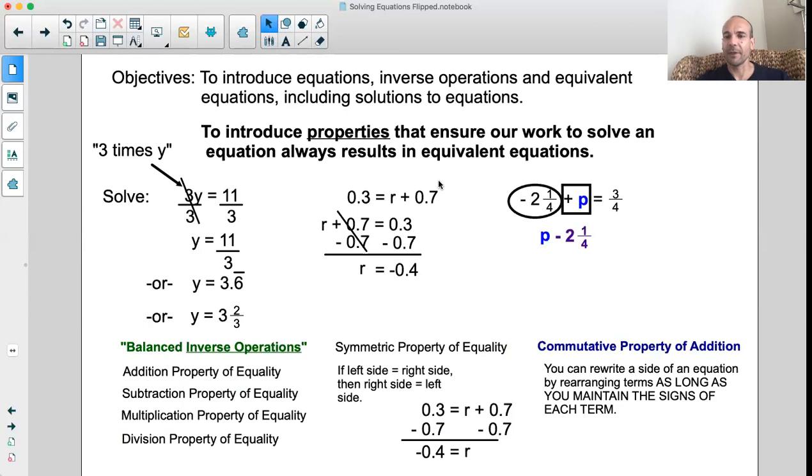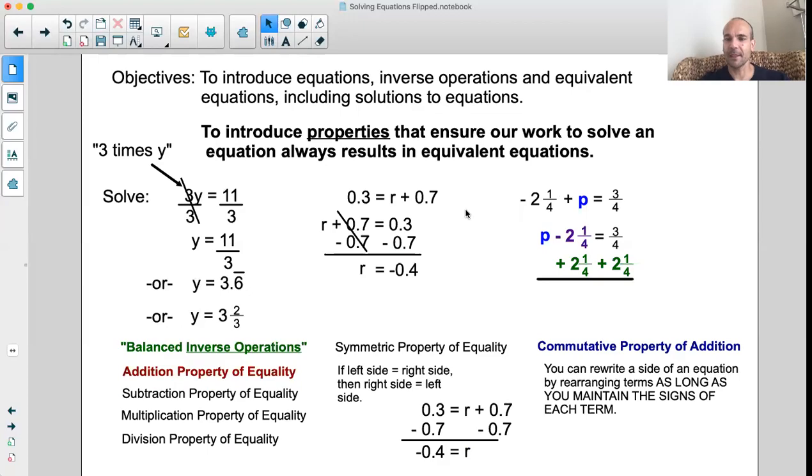Well, if I rearrange those terms and I put my positive p first and my negative 2 1/4 second, now it reads very different, but it might help you identify what inverse operation to use. And that's still equal to 3/4. The inverse operation that we're going to have to use here, because we have to undo the minus 2 1/4, sounds like a job for addition. So we would add 2 1/4 to both sides.